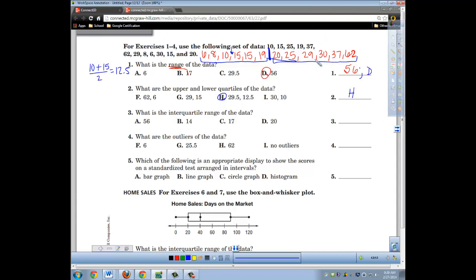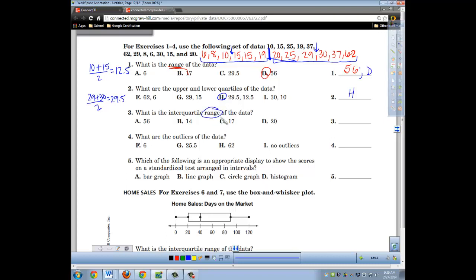So to figure out the upper quartile, find the median, so between 29 and 30, divide by 2, you get 29.5. So that's how you would figure out the upper quartile. Number 3, what is the interquartile range?